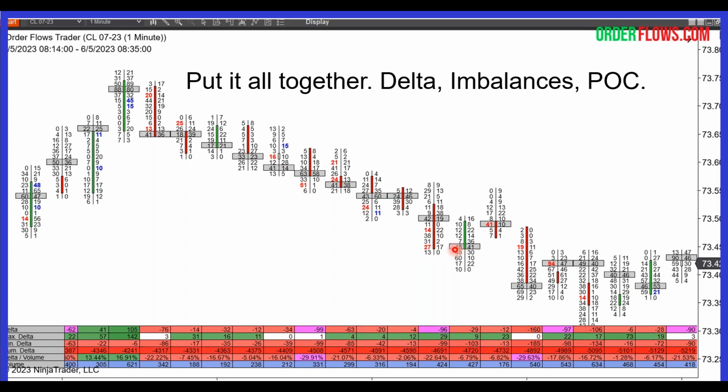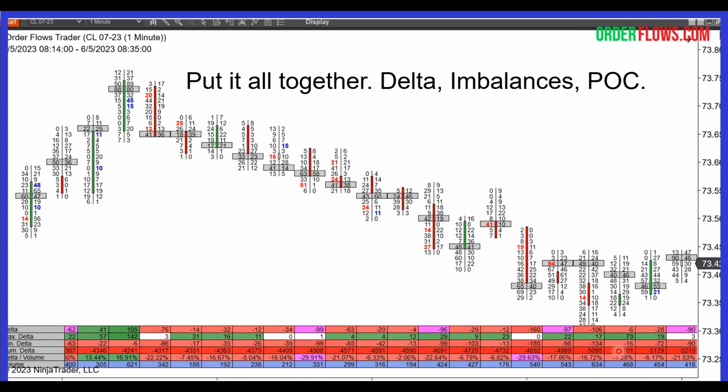Okay, then you have the selling imbalances on the way down. You can see two here, one, one, one, two, another two. So you can say, okay, not only do I have volume migrating lower, but I have aggressive selling coming into the market. And then obviously, deltas are all red, right? Red across the whole board. So that's how it's going to help you manage the trade. In this case, everything was all together. All the signs were there.